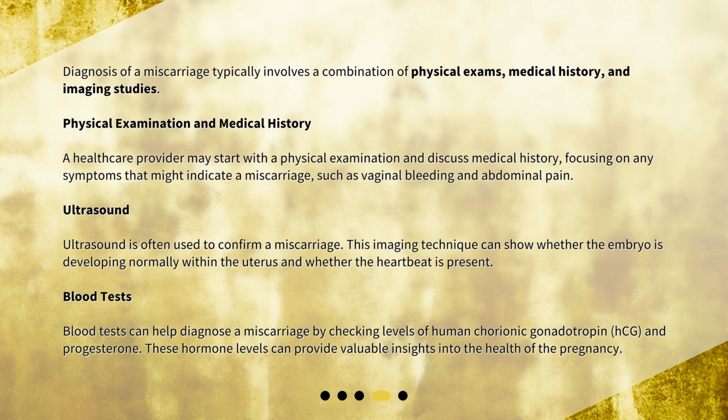Ultrasound is often used to confirm a miscarriage. This imaging technique can show whether the embryo is developing normally within the uterus and whether the heartbeat is present. Blood tests can help diagnose a miscarriage by checking levels of human chorionic gonadotropin, HCG, and progesterone. These hormone levels can provide valuable insights into the health of the pregnancy.